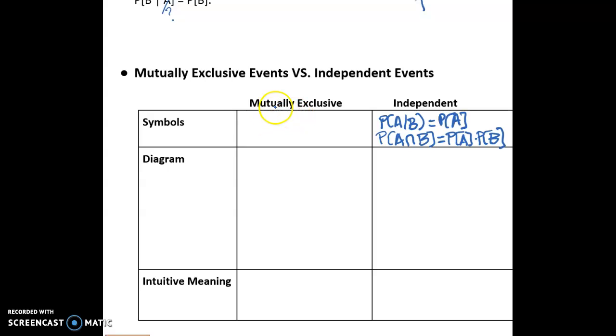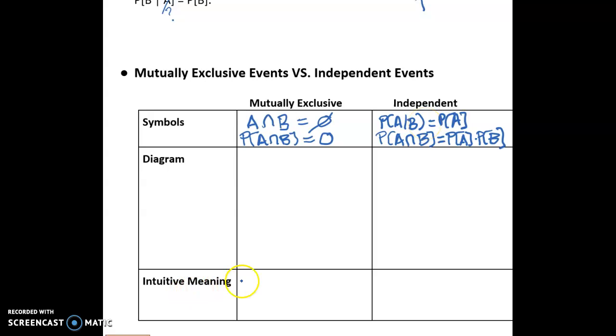Mutually exclusive events, the definition we had is just that A intersect B is empty. That's the definition of mutually exclusive. By the way, because of that, that means the probability of A intersect B would be 0. It's impossible, right? Remember we said the empty set is the impossible event. All right, so mutually exclusive means these things don't intersect. They can't both happen. Independence means, right, one does not affect the probability of the other.